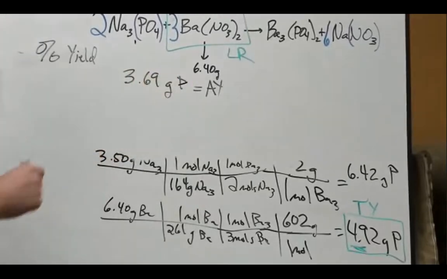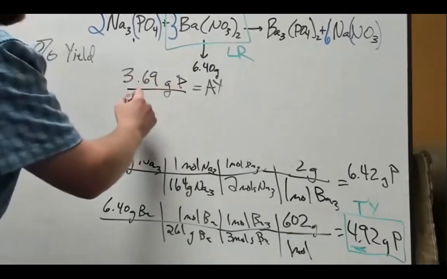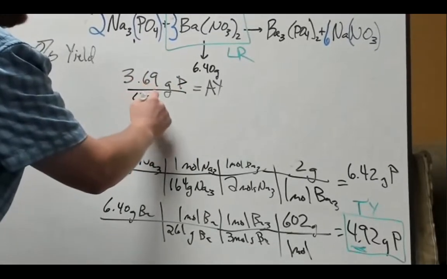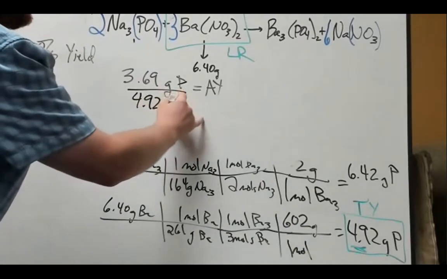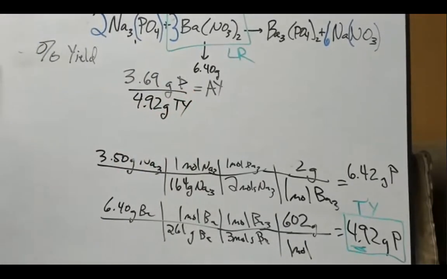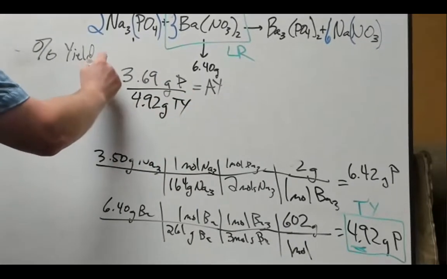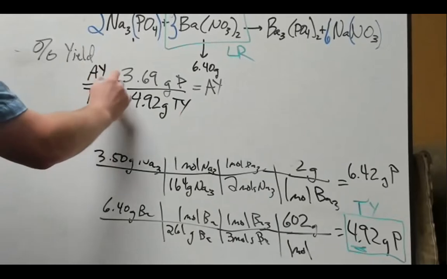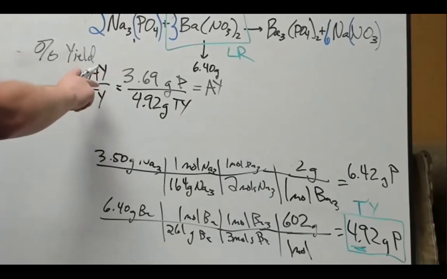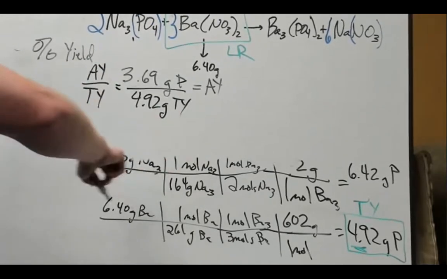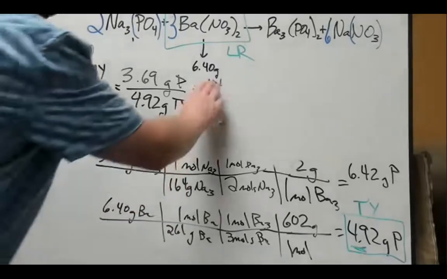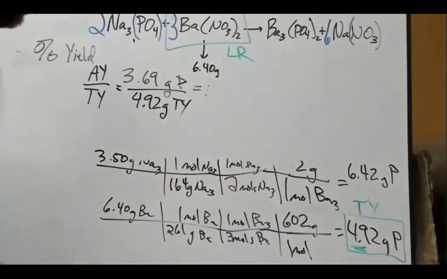So we have 3.69 grams of product. We're going to divide it by 4.92 grams for the theoretical yield, right? Because remember, it's actual yield divided by theoretical yield. What we get from the lab divided by what we calculate of what we can get.